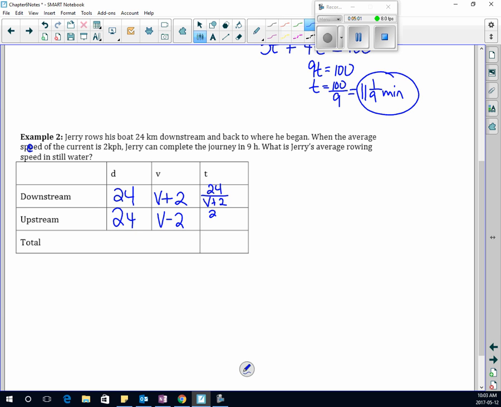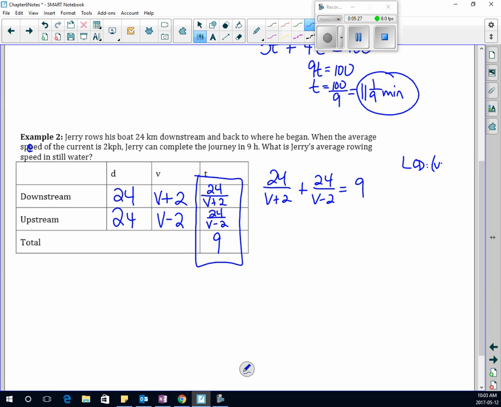And this would be 24 divided by v minus 2. And it says that he completes the time in 9 hours. So that's where we're going to get our equation this time from, that the time should add up to 9 hours. So 24 over v plus 2 plus 24 over v minus 2 equals 9. So my LCD is going to be v plus 2 times v minus 2, and my non-permissible values is v cannot equal plus or minus 2.